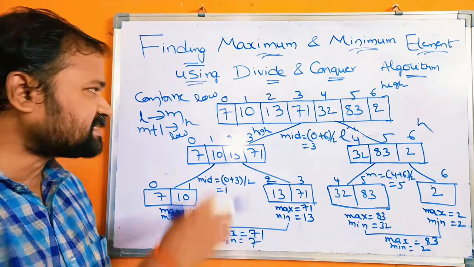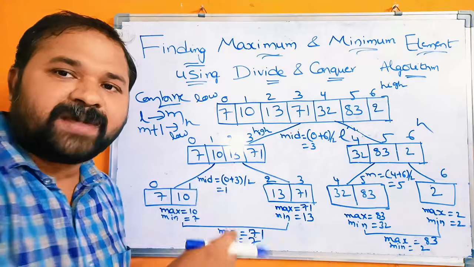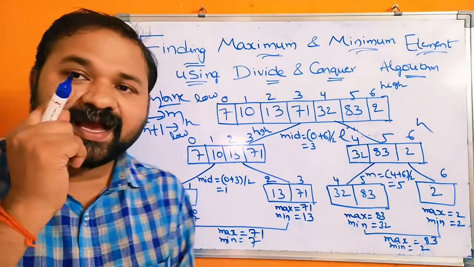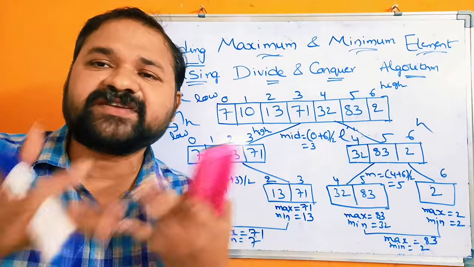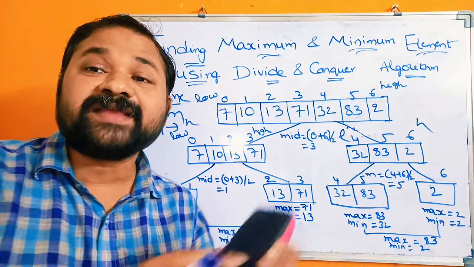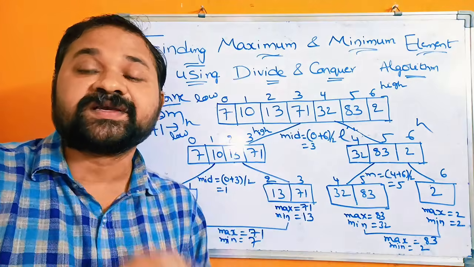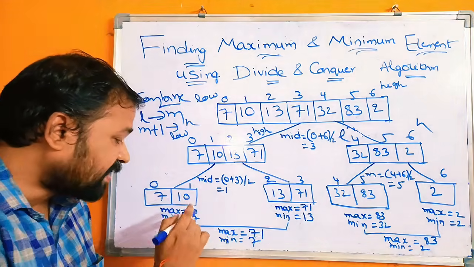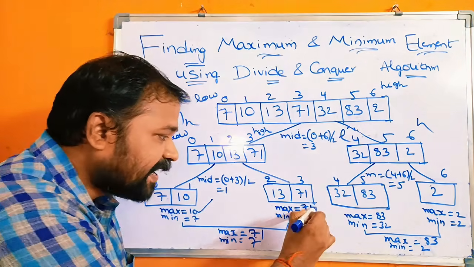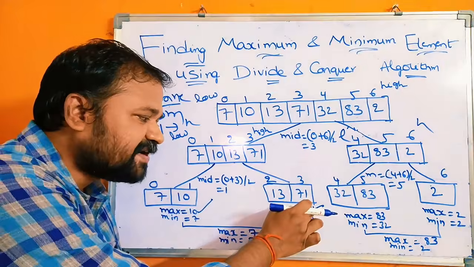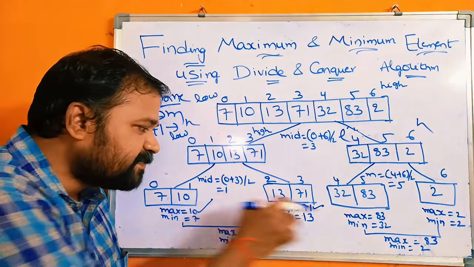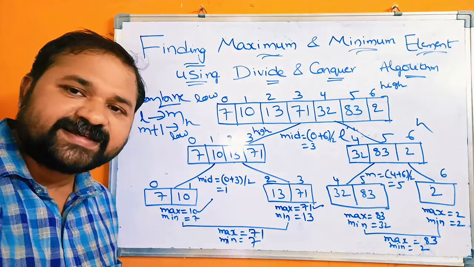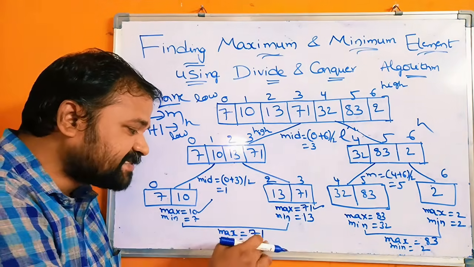And what is the last step here? Combine. So combine means doing the comparisons and finding which is the maximum element and which is the minimum element. So combine the solutions of the subproblems. Here combining means comparing the maximum and minimum elements. So if we compare this maximum 10 and this maximum 71, out of 10 and 71, 71 is the biggest number. So max is equal to 71.